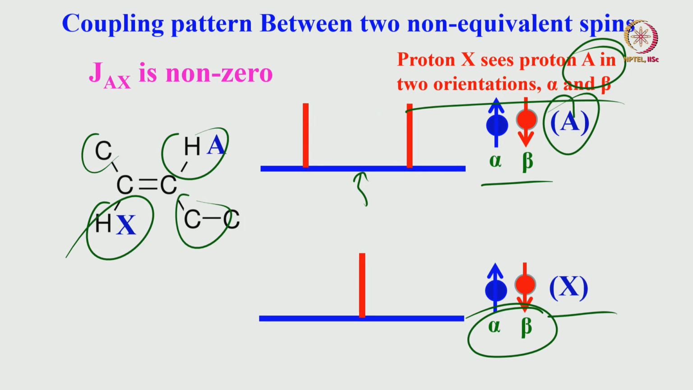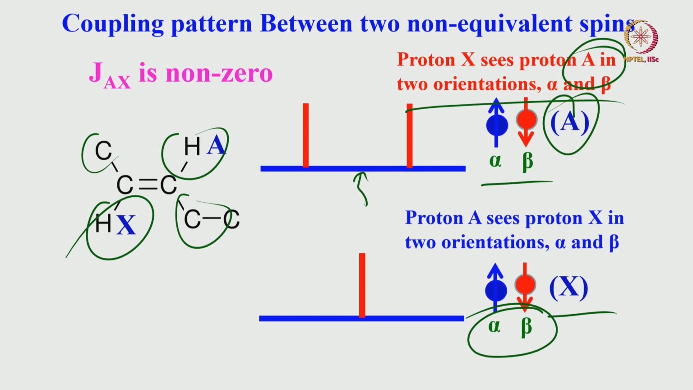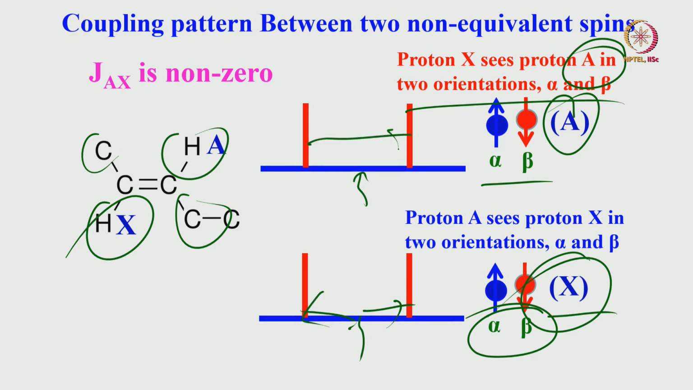What happens to proton A? Proton A now sees proton X again in two orientations for X, that is alpha and beta. Exactly identical phenomenon. What will happen? A will also split into a doublet. Two peaks it gives exactly from the center. One peak moves at equidistance to the right, the other peak moves at equidistance to the left. And if you measure this separation, that is called JAX, the coupling constant between A and X spins.